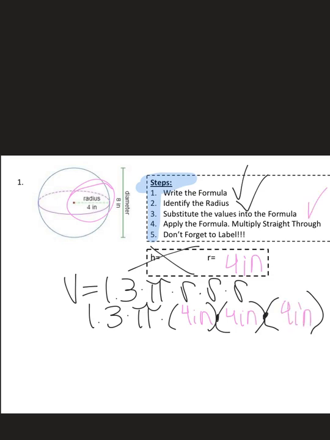Now step 4, I'm going to apply the formula and multiply straight through. So what's 4 inches times 4 inches times 4 inches? That's going to give me 64 inches cubed. Remember, we're dealing with cubed because we multiplied inches 3 times.